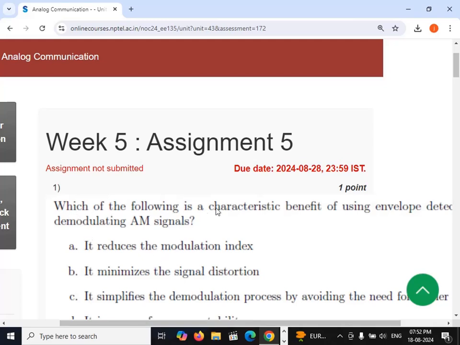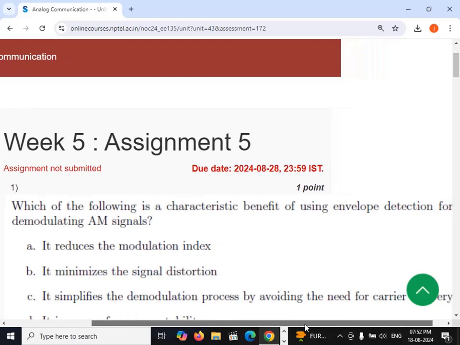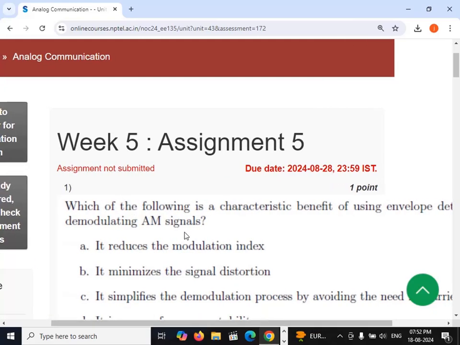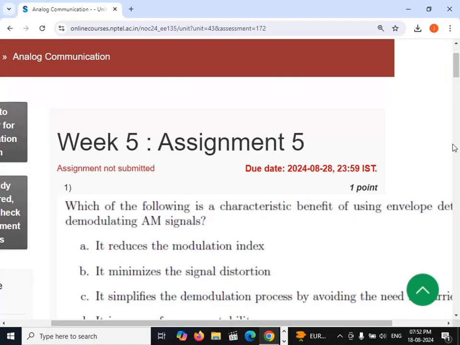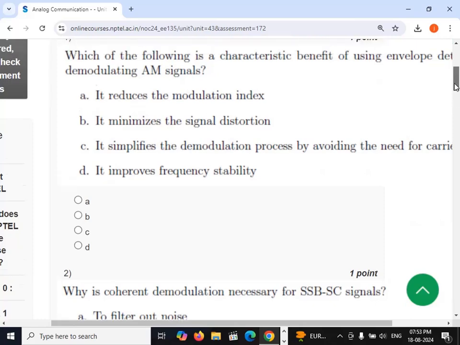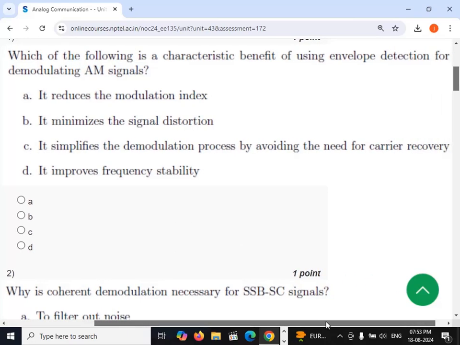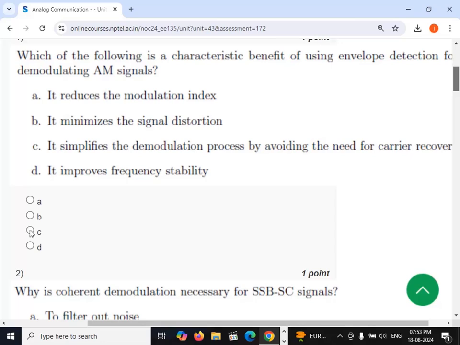Question 1, which of the following is the characteristic benefit of using analog envelope detection for demodulating AM signal? We'll see the solution. So option C, demodulation process is simple. It simplifies the demodulation process by avoiding the need for carrier recovery. Option C.